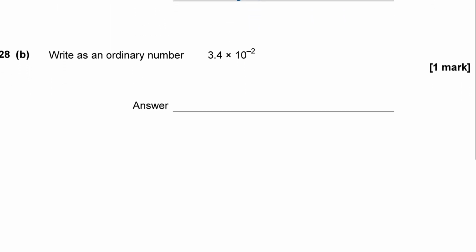Right, now to write down as an ordinary number 3.4 times 10 to the minus 2. Again, my digit parts are going to be the same, but I'm going to be moving 2 decimal points this way. So filling in the zeros, it's going to be 0.034. Let's just write that in blue. 0.034 for that. Okay, done.